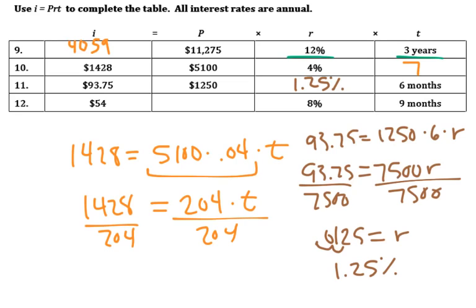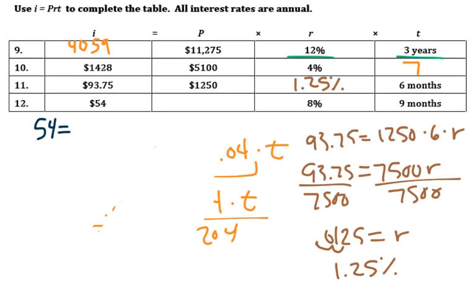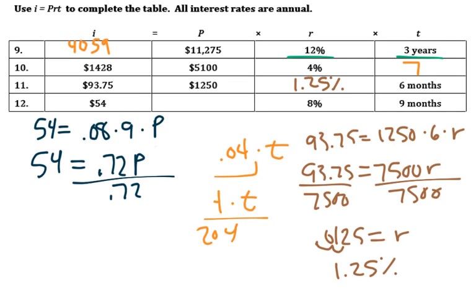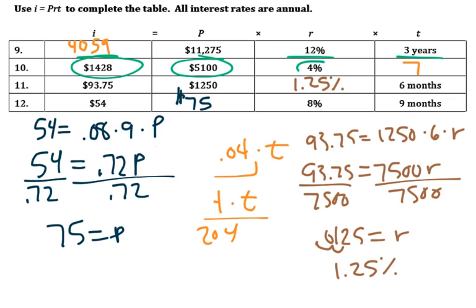Okay, the last one, 54 equals 0.08 times 9 times P. So 0.08 times 9 would give us 0.72P. Divide everything by 0.72. So 54 divided by 0.72 gives us 75 for our principal. So this is just, if you knew how much you wanted to earn, how much you had, and the rate, it tells you how many years it would take.